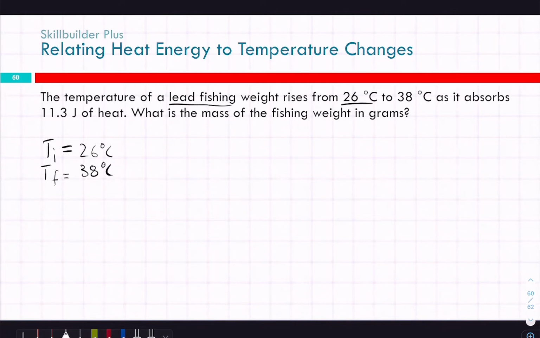And then we're told that it absorbs 11.3 joules of heat. Again, heat is the energy. Temperature is the measure of the average energy inside of a substance. So our Q is going to be that 11.3 joules of heat. And then we're asked, what is the mass of the fishing weight in grams?